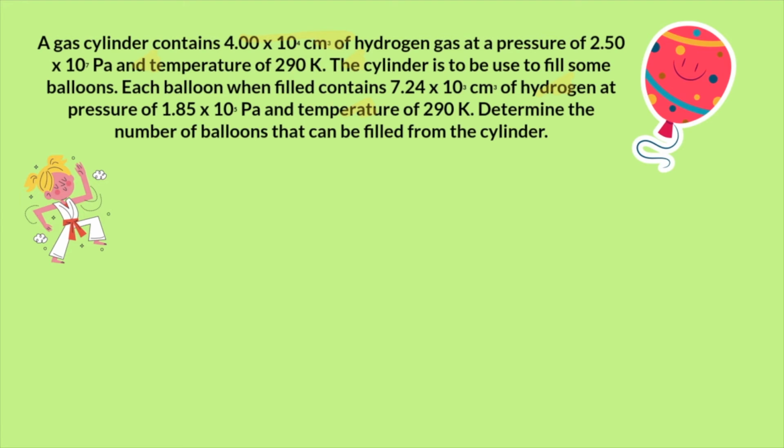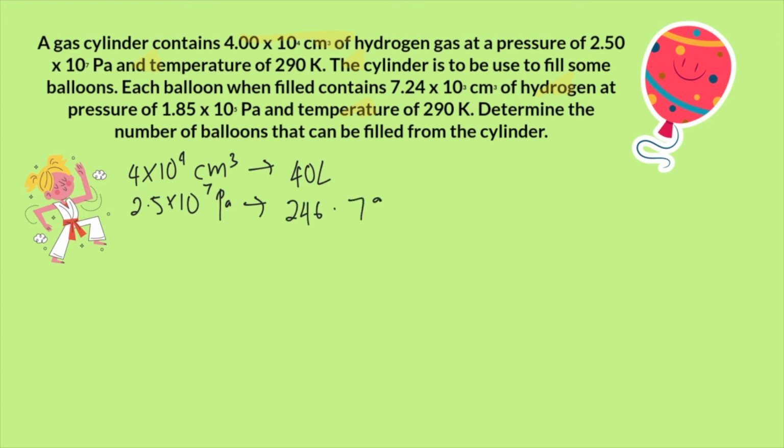So I'm just going to go briefly on the conversion. The 4 times 10 to the power of 4 centimeter cube is actually equivalent to 40 liter, and the pressure 2.5 times 10 to the power of 7 Pascal should be converted to ATM, which is equivalent to 246.7925 ATM. Right, so we are going to do the same drill for the other part of the question.